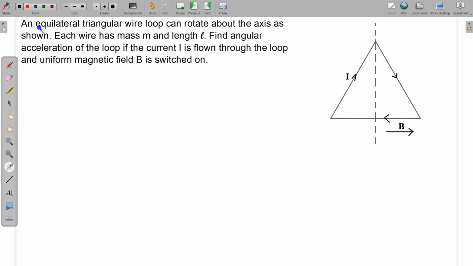In this video I am taking a problem on magnetism. Problem statement: an equilateral triangle wire loop can rotate about the axis as in the figure. Each wire has mass m and length L. Find the angular acceleration of the loop if the current I flows through the loop and a uniform magnetic field B is switched on in this direction.